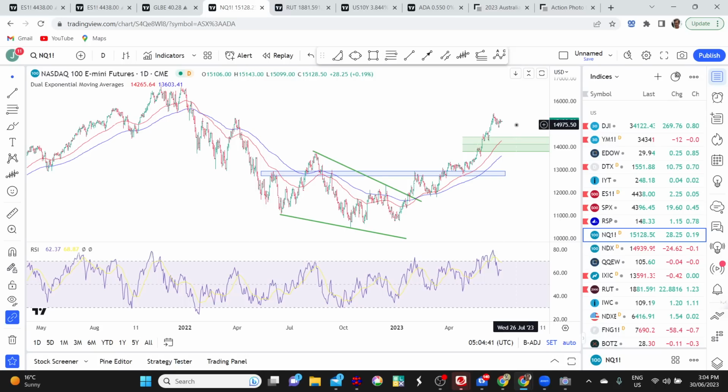I'm going to have a look at the Russell in a moment, and also a key market we've got to keep a close eye on.